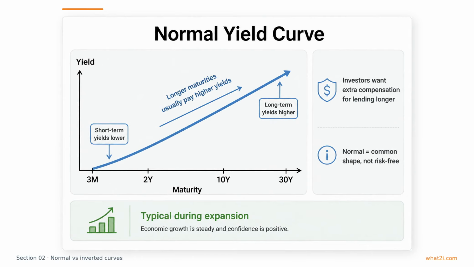A normal yield curve is the shape investors usually see most often. Short-term treasury yields are lower, and yields gradually rise as maturities extend further into the future. That upward slope reflects the fact that lending money for longer generally requires more compensation. It often appears during economic expansions, when growth is continuing and markets do not expect a sharp drop in policy rates. Even so, normal does not mean risk-free or unimportant. It simply means the market is pricing time in the usual direction.